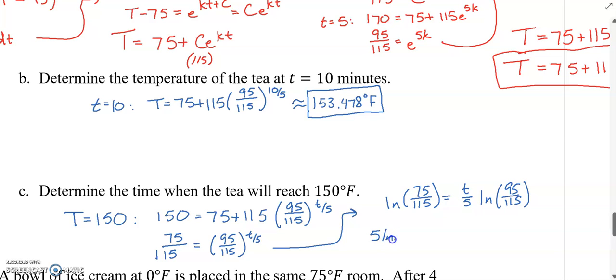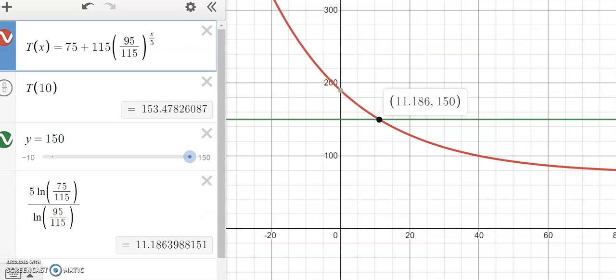So we get 5 times the natural log of 75 over 115 divided by the natural log of 95 over 115. That would be the crazy exact answer for t. And again, turning to a calculator, we can find the approximate decimal value of t. And once again, Desmos to the rescue. Similar sort of problem here. And we can double check that graphically. Y equals 150 crosses the curve at 11.186. Notice that the exact expression's decimal evaluation is 11.186.